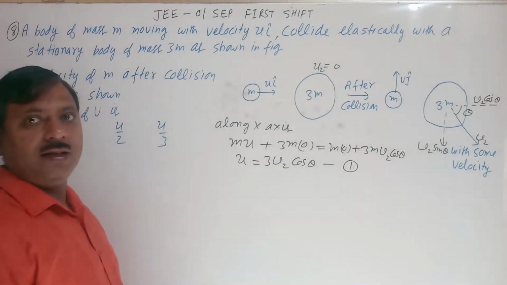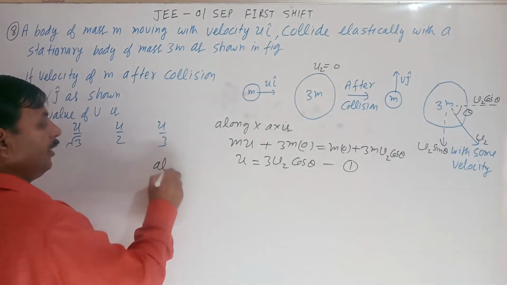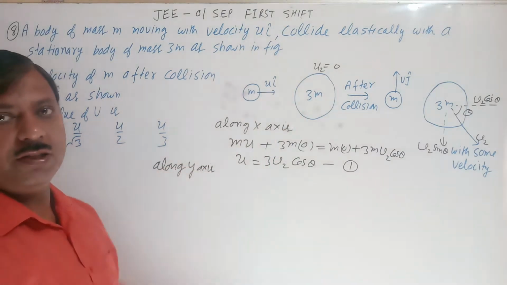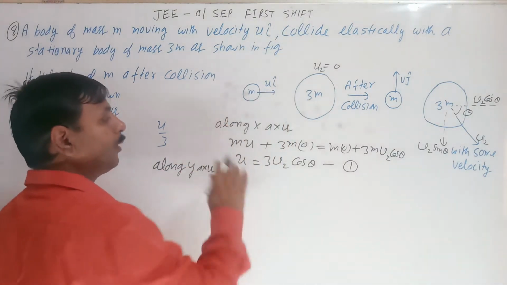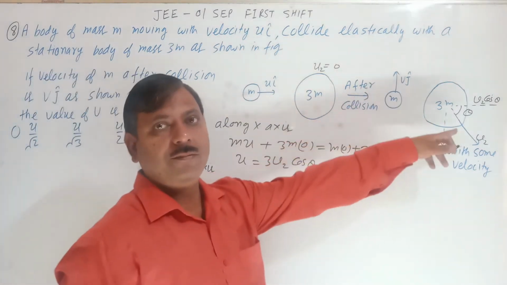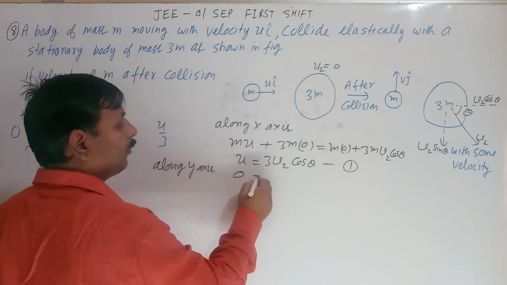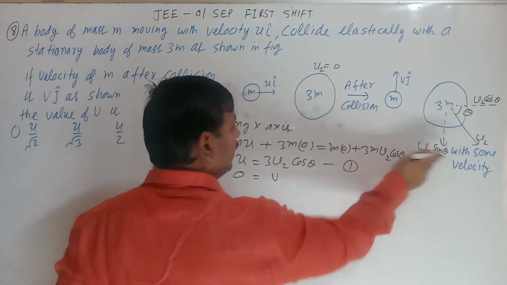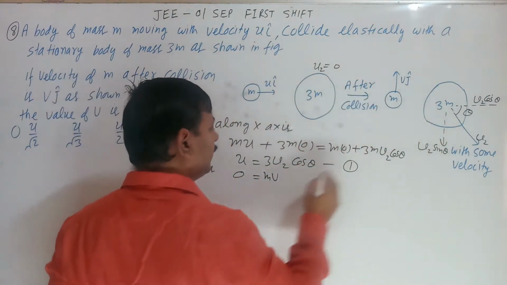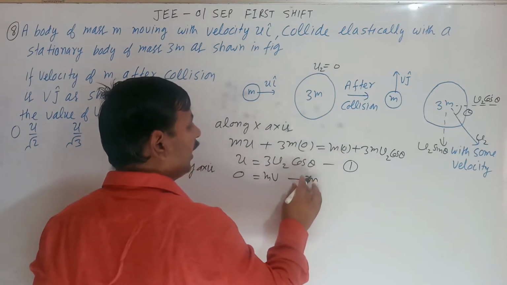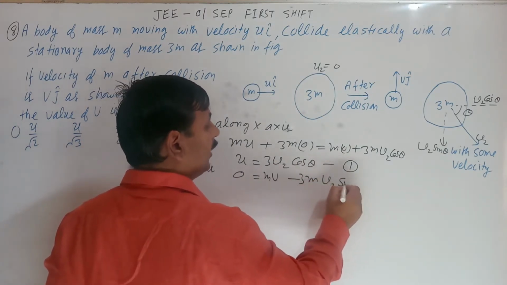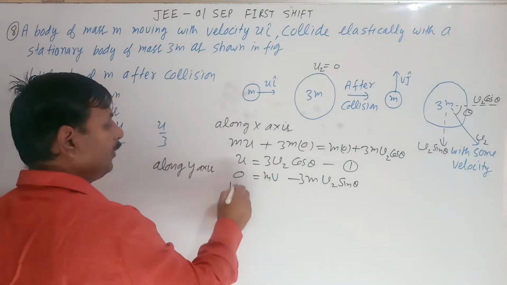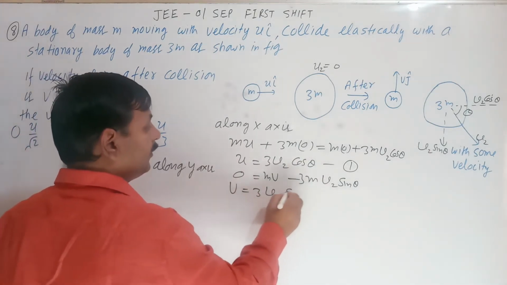First equation. Along y-axis, meaning along unit vector j cap, before collision there is no component. After collision, m v is positive, and 3m v2 sin theta is negative. So with m cancelling, v is equal to 3v2 sin theta.